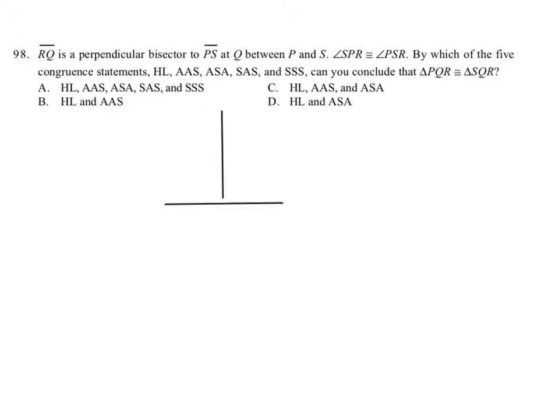Let's see if I can grab that and realign it. Okay, and RQ is a perpendicular bisector to PS. So here's P, and here's S, and it bisects it at Q between P and S. Okay, so RQ, so that must mean R is up here. So RQ is a perpendicular bisector to PS at Q, meaning it bisects it there at Q between P and S. What do we know then?